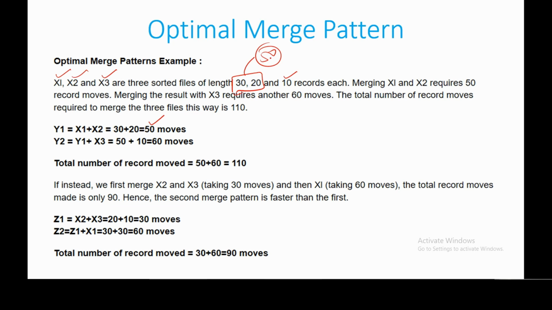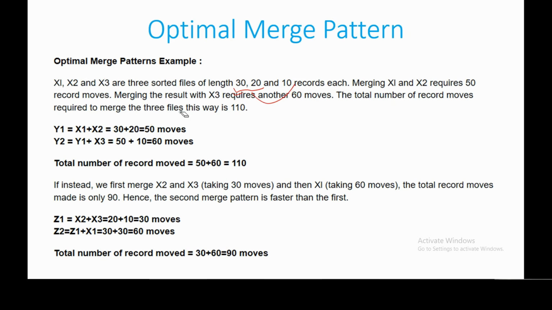Now merge this file with the third file, that is 10. It will cost around 60. The total number of moves will be 60 plus 50, that is 110. So these are the number of moves if we merge first 30 and 20, then merge the resultant with the 10.